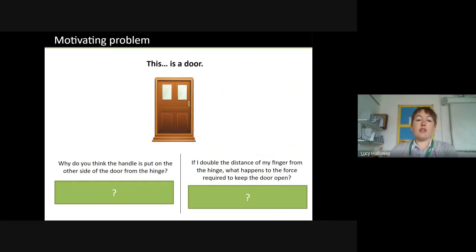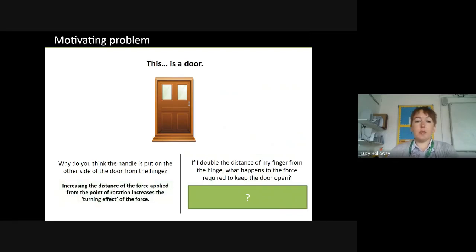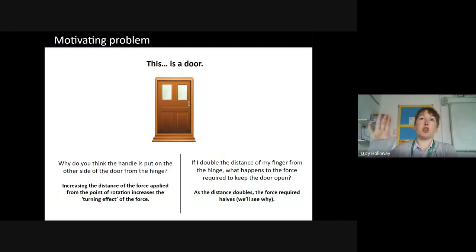So the reason the door handle's on the other side is because the further away from the hinge the handle is, the easier it is to push the door open. And if you think about trying to push a door open, if you put your hand on the door right next to the hinges, it will take a lot more effort to open the door than if you put your hand on the other side of the door.